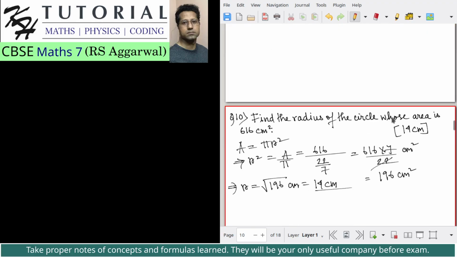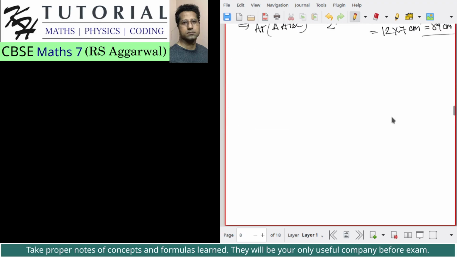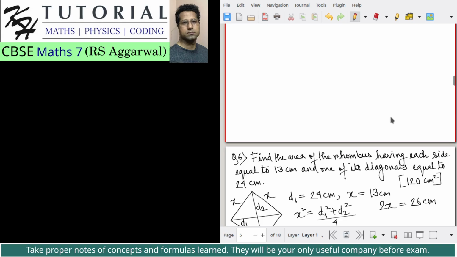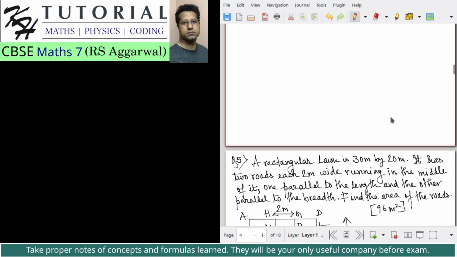You must always solve the problems of any test paper given at the end of any chapter. This will give you a good evaluation of your understanding of the chapter concepts.